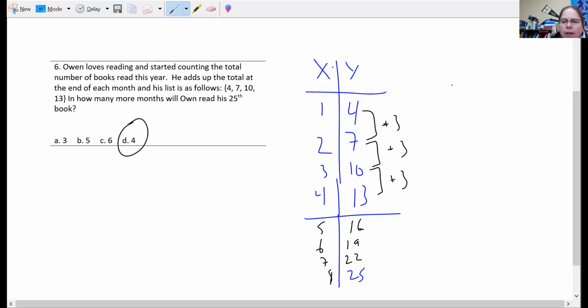Or we could have also looked at it. We want to get to 25. We've got 13. That's 12. How many times does 3 go into 12? And it goes in 4 times. Because it keeps going up by 3 each time. Okay.